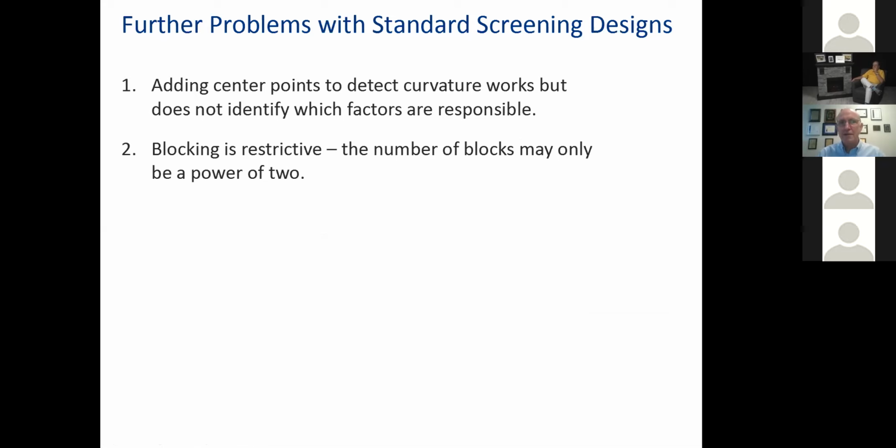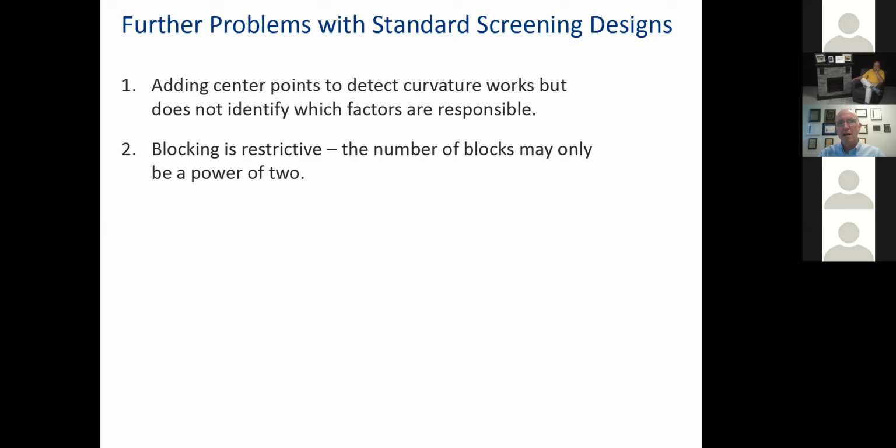Another problem with standard screening designs is if you have all continuous factors, you can add center points to those designs to detect curvature, and that works, but it doesn't tell you which factor is causing the curvature. Generally, curvature is caused by maybe one or two factors, not all of them. So you'd like to know that, and the standard screening designs can't tell you that.